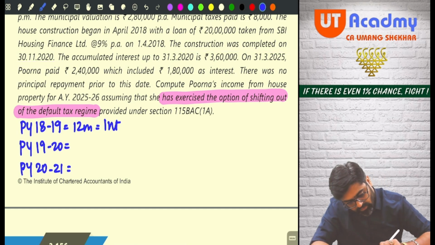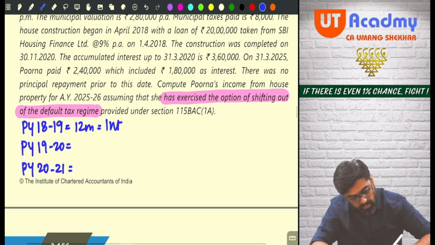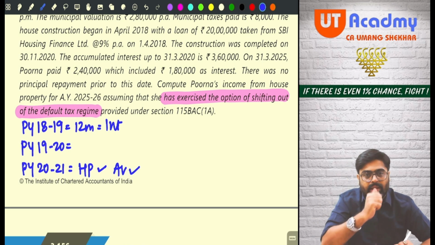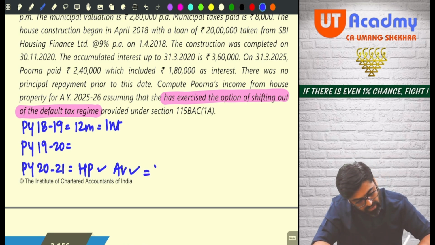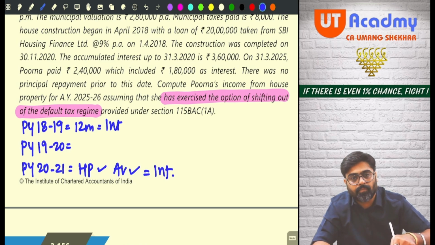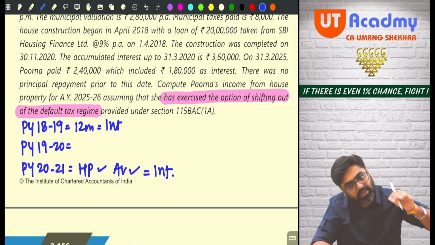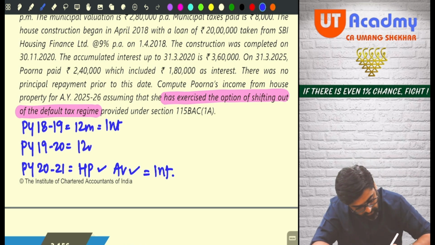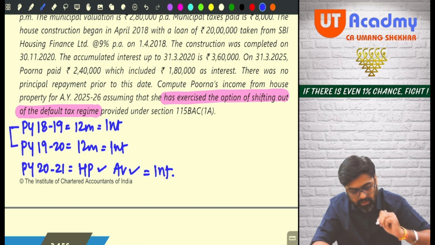So in the previous year 2021, now you have house property. Now you will calculate annual value also from 2021 onwards, and whatever interest starting from this year will be allowed as a deduction in the same year itself. But what about the interest for these 12 months and these 12 months, 18-19 and 19-20?